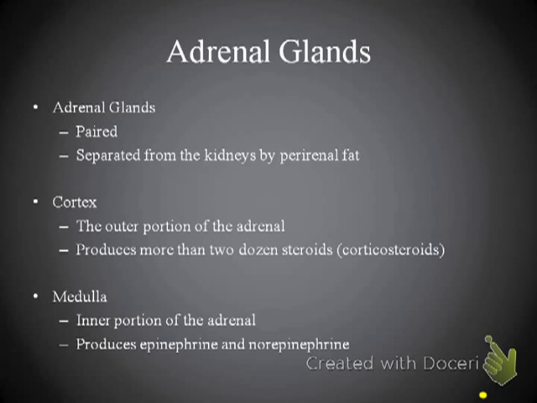Now the adrenal glands. The adrenal glands, I'm sure as everyone knows, are paired and separated from the kidneys by the perirenal fat. There are two parts of the adrenal glands, one being the cortex, the other being the medulla. The cortex is the outer portion of the adrenal, and it produces more than 24 steroids or corticosteroids. The medulla, on the other hand, is the inner portion of the adrenal. It produces epinephrine and norepinephrine, which we all know as adrenaline.